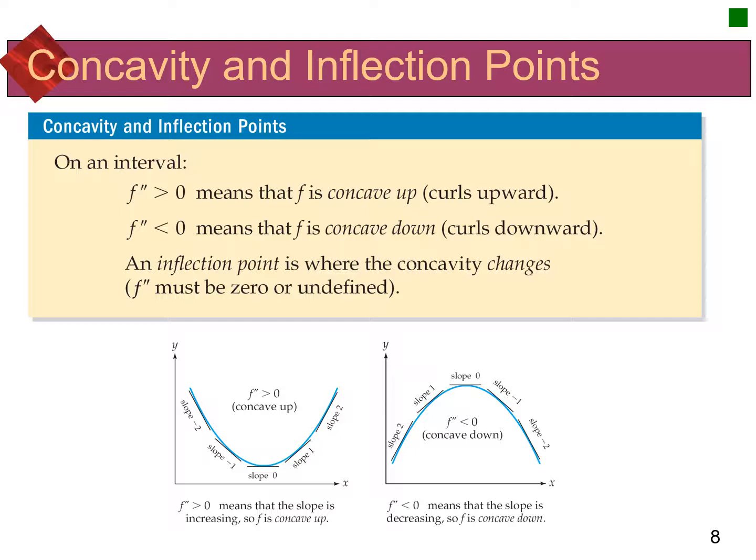So the way I would test to see if these possible inflection points are actually inflection points is to check whether I go from the second derivative being positive, which means it's concave up, and then it transitions over to the second derivative being negative after that. That's how I can tell concavity is changing.